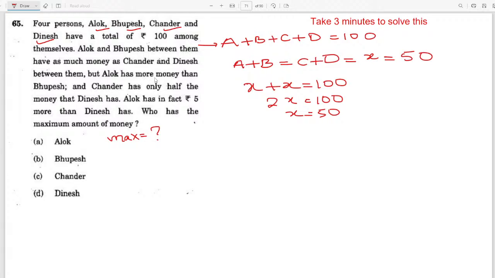And Alok has more money than Bhupesh, so A is greater than B. And then Chandar has only half the money that Dinesh has. So Chandar has half the money that Dinesh has. Whatever Dinesh has, it's D by 2. So now in this formula, C plus D is equal to 50.